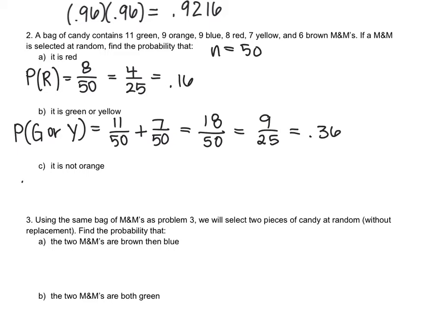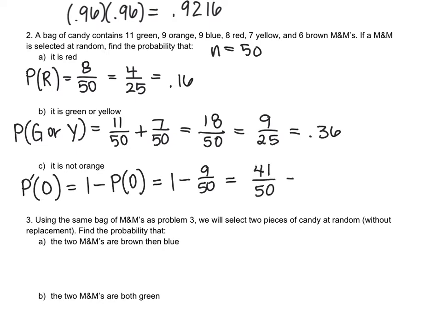Lastly, we want the probability of not orange. So that's the complement, the probability of not orange, which is 1 minus the probability that it is orange. So 1 minus, and then 9 out of 50 are orange, which means 41 out of 50 aren't, which is 0.82. I guess I should put OG for orange because it kind of looks like a 0.